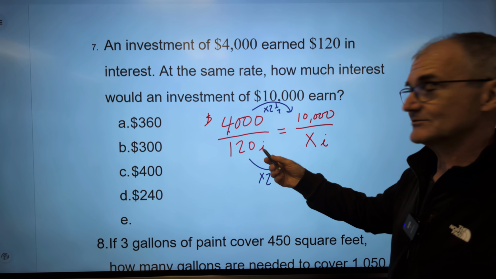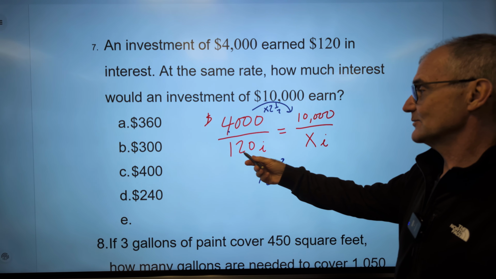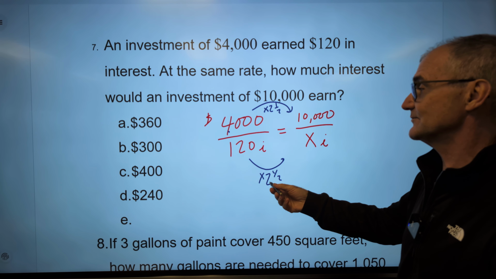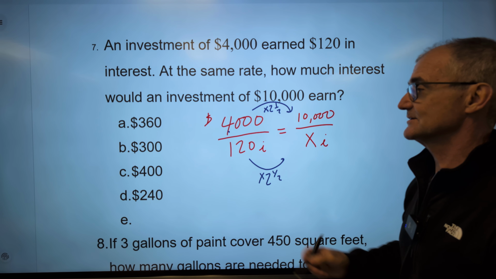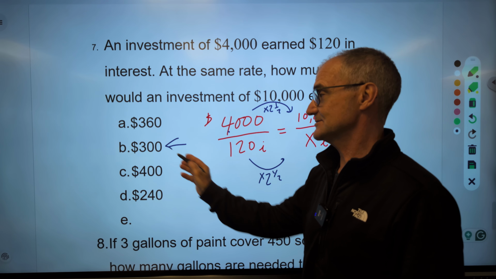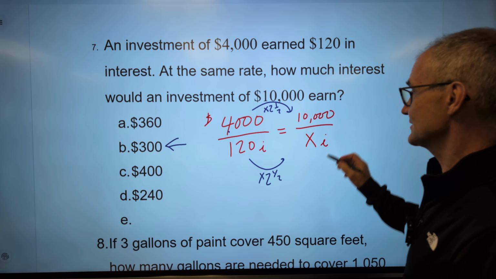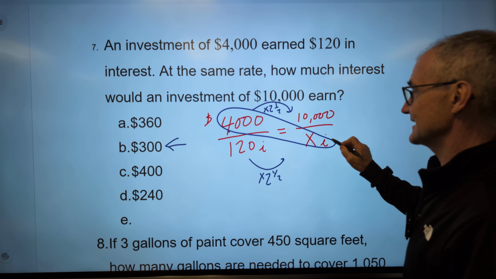I'll cross multiply this one as well to show you another way. But 120 times 2 is 240. Half of 120 is 60. 240 and 60 is 300. Correct answer, answer B.